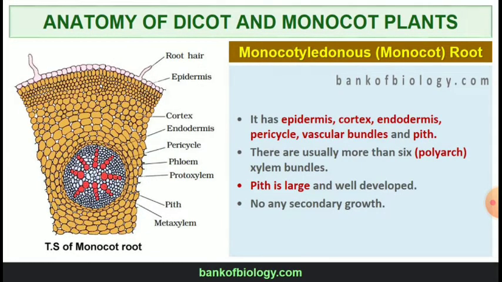Coming to the monocot root, all the other things are similar to the dicot root. It has the epidermis, cortex, endodermis, pericycle, vascular bundle and pith, all similar to the dicot root. But the only difference is in the vascular bundle. Here, unlike the dicot root, the monocot root usually has more than 6 xylem and phloem bundles, hence called polyarch.